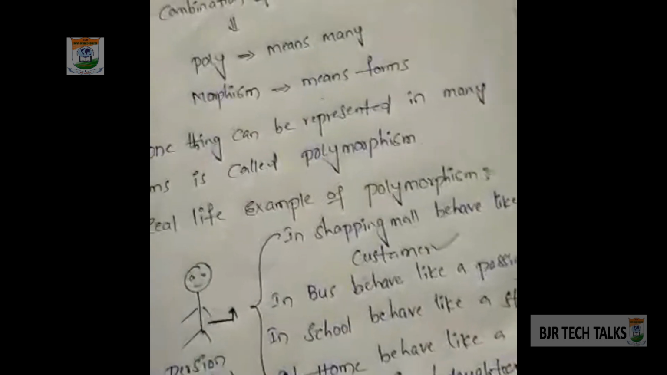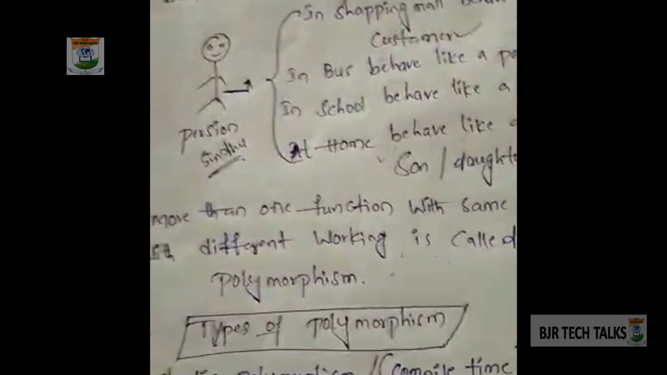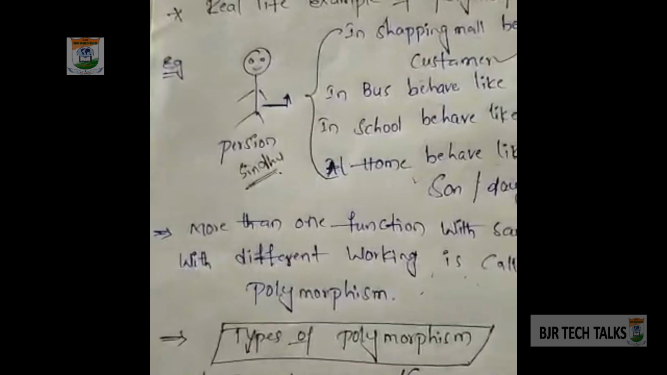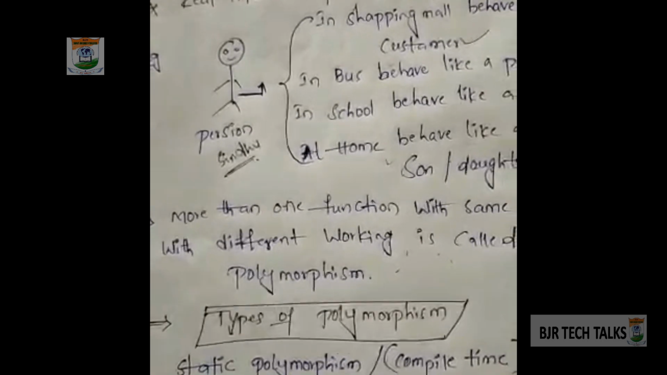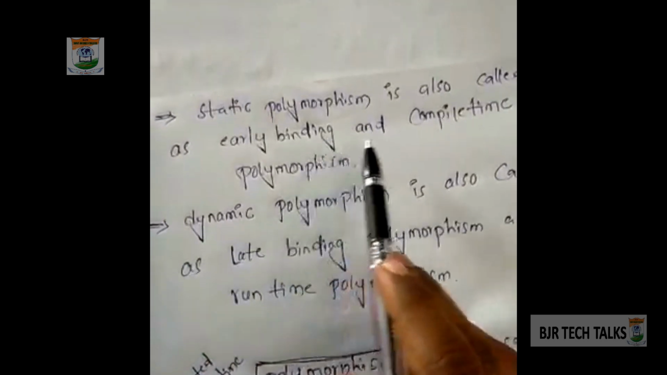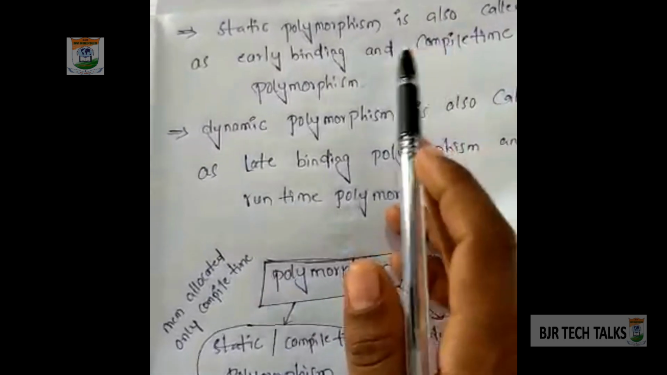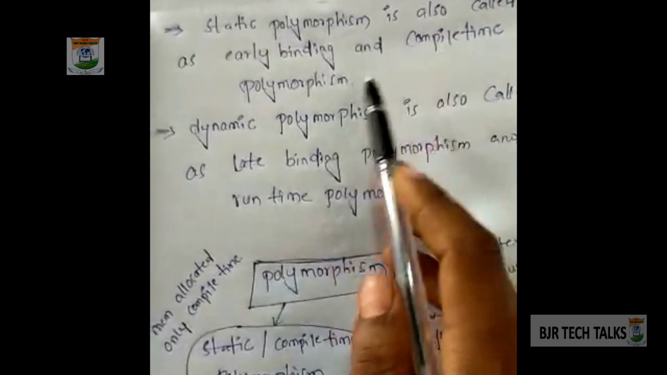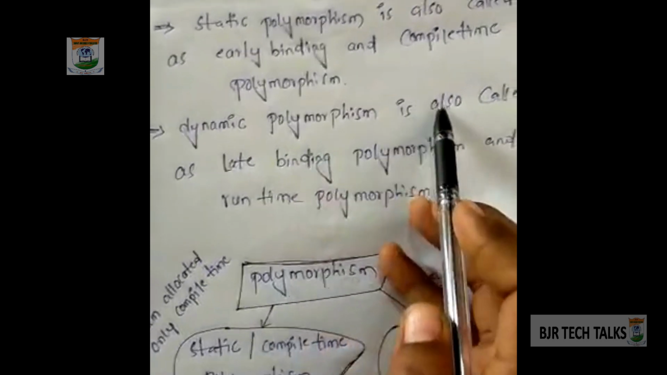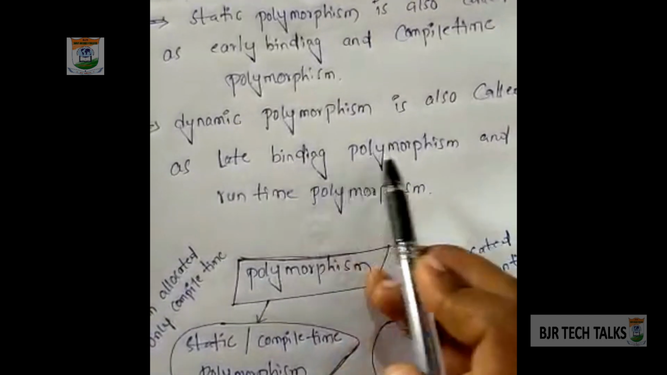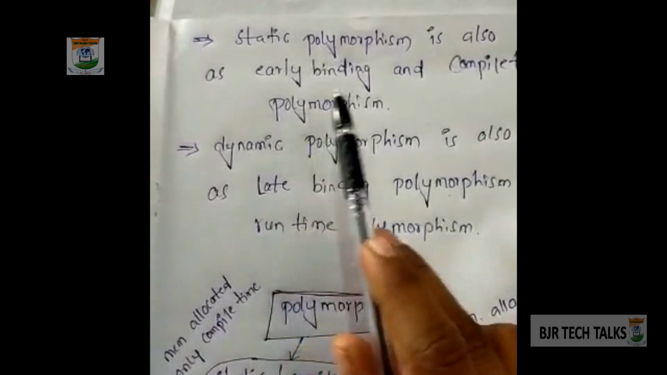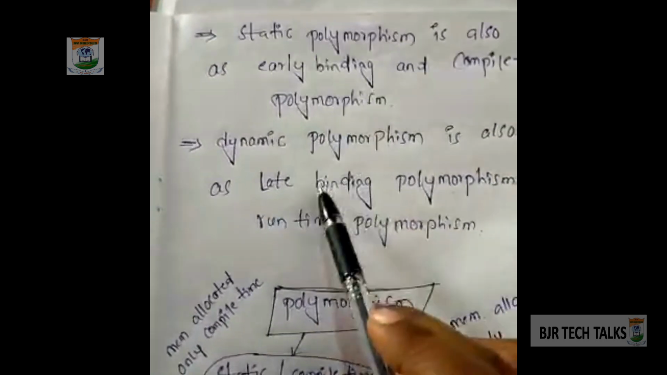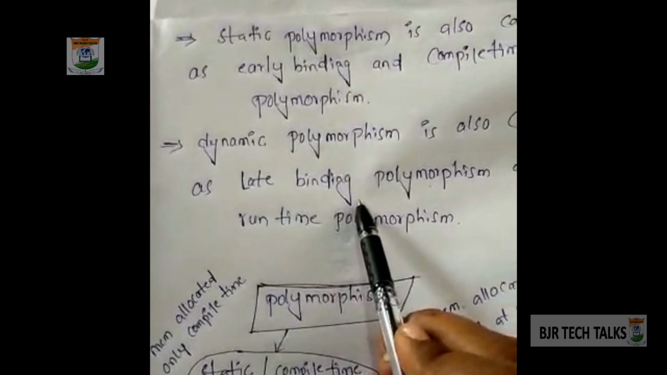How many types of polymorphism? There are two types. The first one is static polymorphism, the second one is dynamic polymorphism. Static polymorphism is also called early binding and compile time polymorphism. Dynamic polymorphism is also called late binding polymorphism and runtime polymorphism. So static polymorphism is early binding and dynamic polymorphism is late binding.